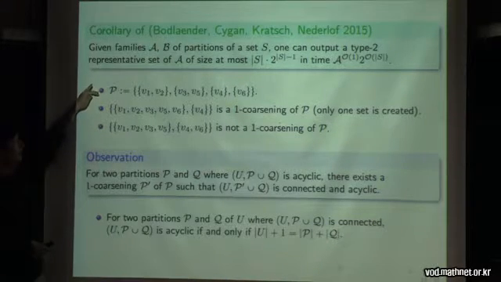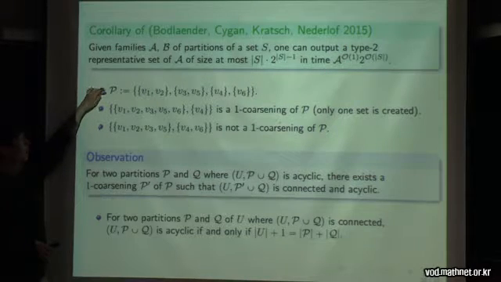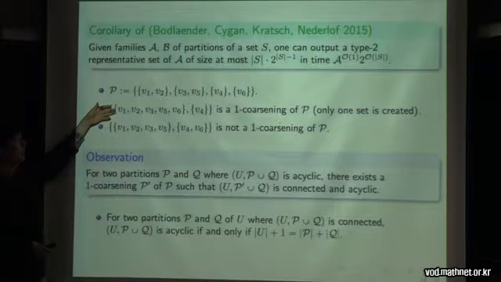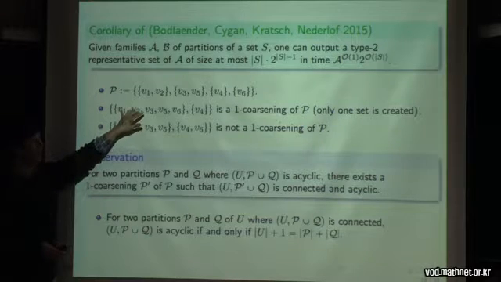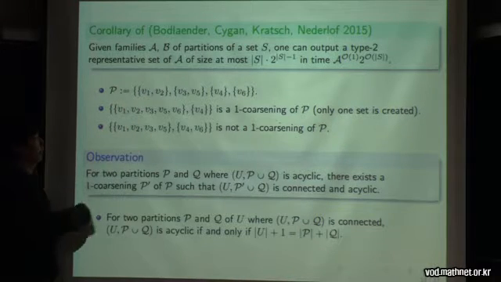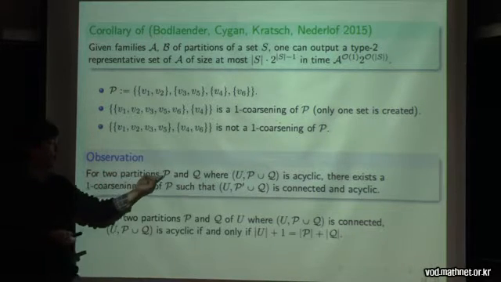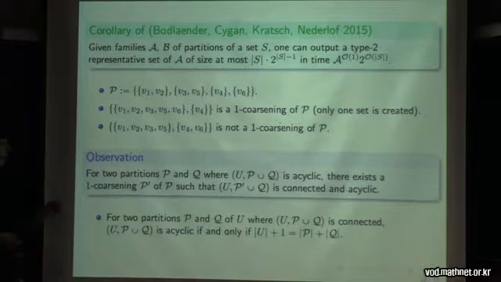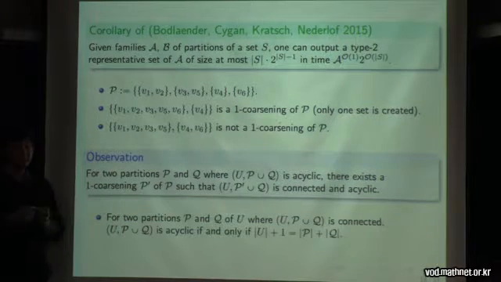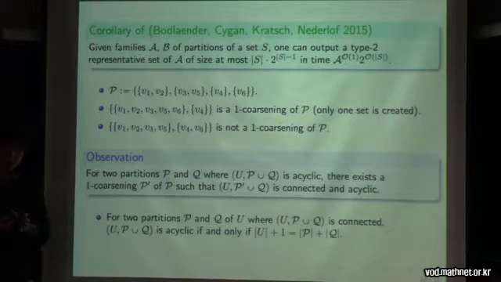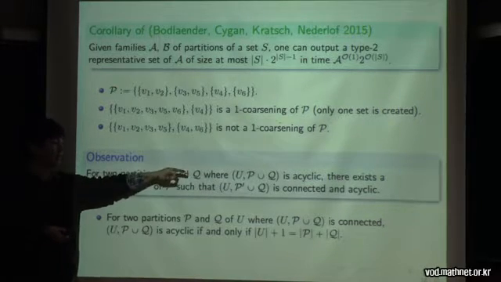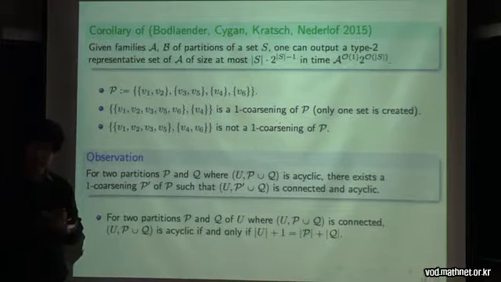For this, I observe this property: when I have this partition P, I say this is a one-coarsening of P, where one-coarsening means that you just merge parts to create one union set. Like this is a one-coarsening of this, but this is not a one-coarsening because you have two new sets, right? The observation is that if you have P and Q where P union Q is acyclic, then there is a one-coarsening P' of P such that P' union Q makes a connected and acyclic hypergraph. So if you have an acyclic one that's not connected, then you just merge some of the parts to make it connected.